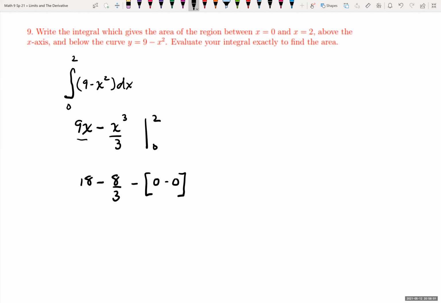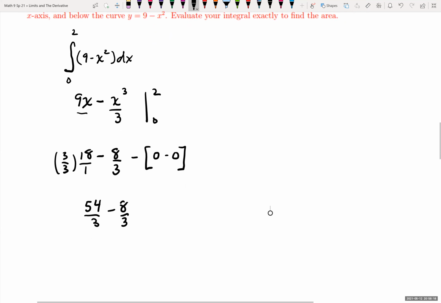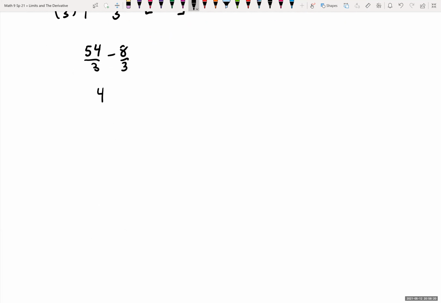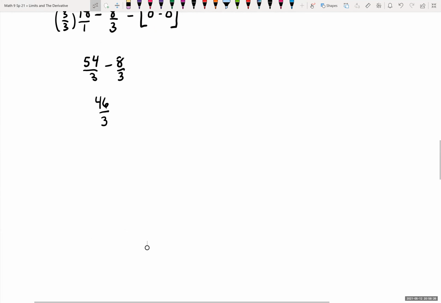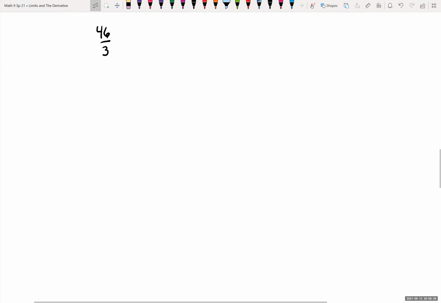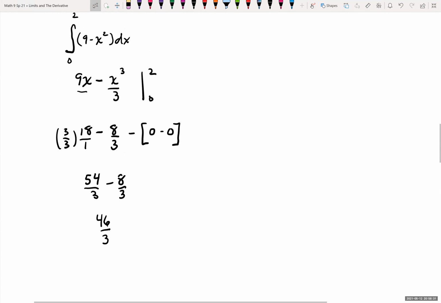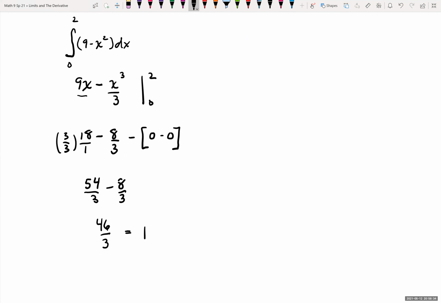So getting a common denominator, which is 3: 3 times 18 gives me 54 thirds minus 8 thirds. 54 minus 8 gives me 46 thirds. And 3 goes into 46 15 times, and a 1/3.